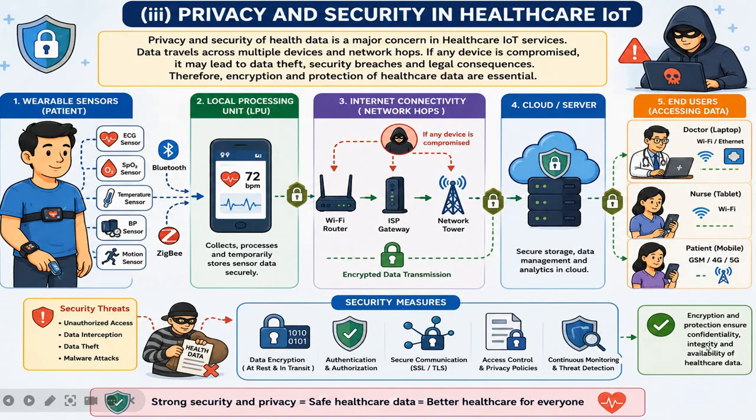Encryption will protect the data both during the transmission and while stored in the cloud, ensuring that only authorized users can access it. So, the privacy and security are very critical components of the healthcare IoT. Strong protection mechanisms help maintain the confidentiality, integrity, and availability of the healthcare data, ensuring the safe and reliable healthcare services for patients and medical professionals.